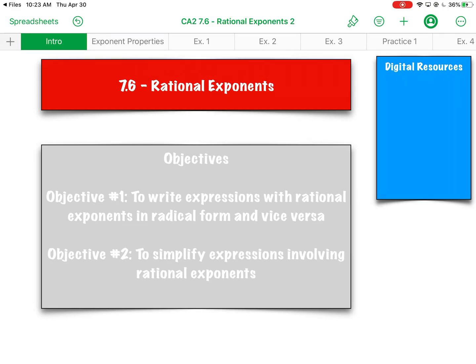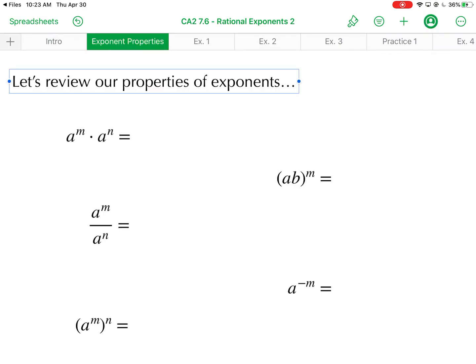Hey everyone, today we're going to start looking at what are known as rational exponents, and I want to begin today's lesson by reviewing some of the properties of exponents that you've seen over the years. These are going to show up within a lot of the examples that we work through today.